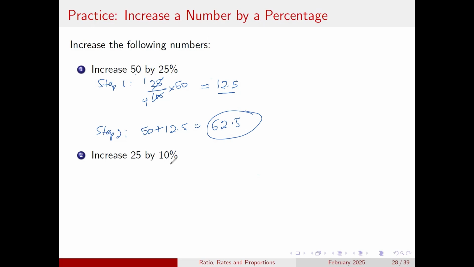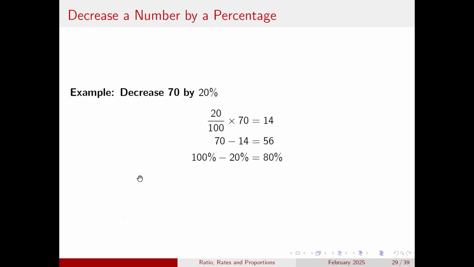Finally, increase 25 by 10%. So 10% of 25 is, I'm getting 2.5. Therefore, if I increase 25 by 10%, I should get 25 plus 2.5, and that's 27.5. The next step is decreasing a number by a particular percentage.